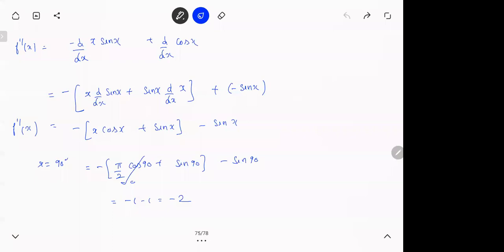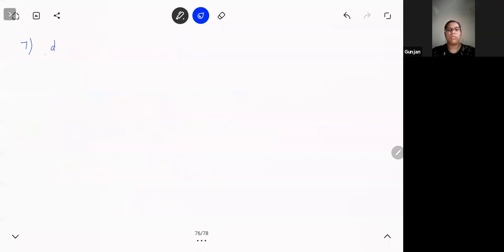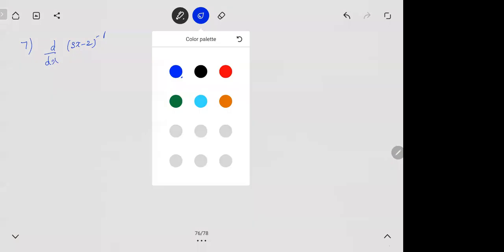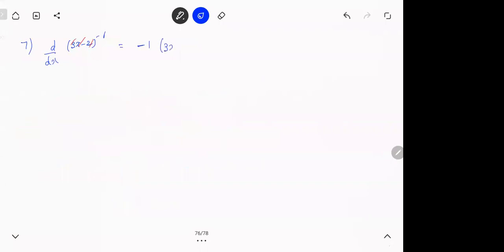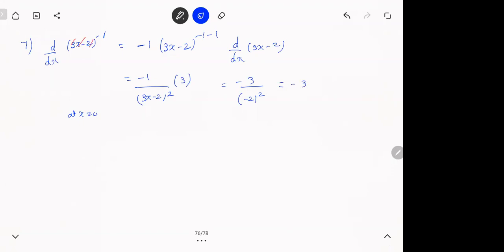And what was the next thing? Then seventh one. Seventh one, d by dx of this, 3x minus 2 whole power minus 1. This is something to the power of minus 1. So minus 1, the function something to the power minus 1 minus 1, and whatever is inside differentiated. This is minus 1 by 3x minus 2 whole square into 3. Now he's saying when x is 0. Substitute x is 0. So minus 3 by minus 2 whole square. Minus 3 by 2.